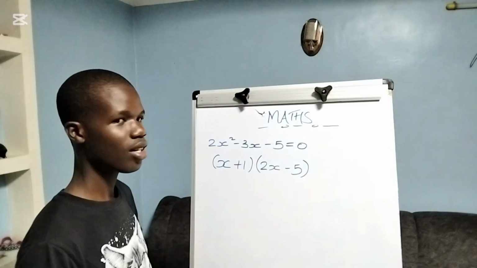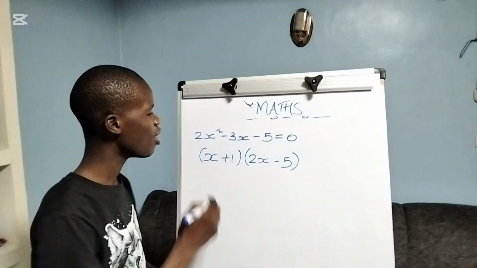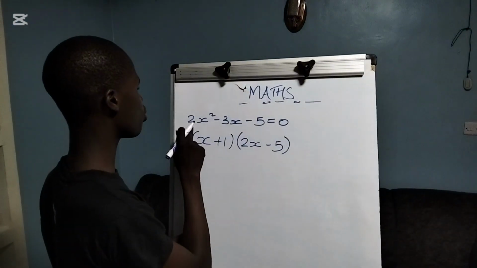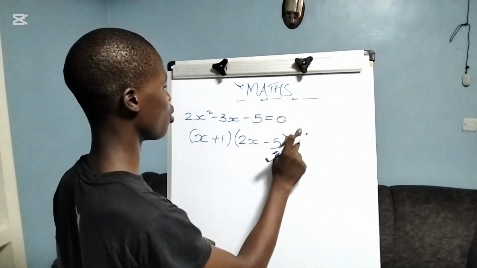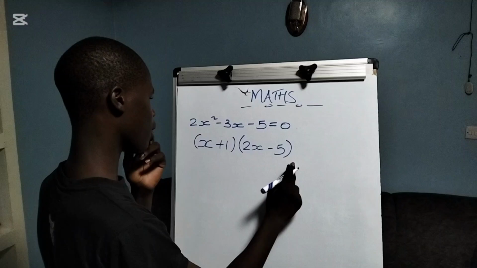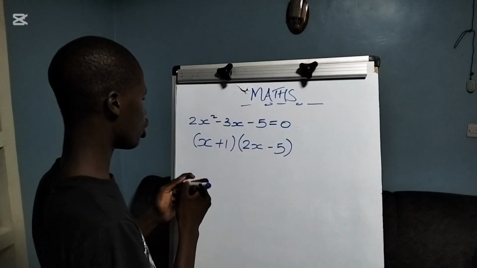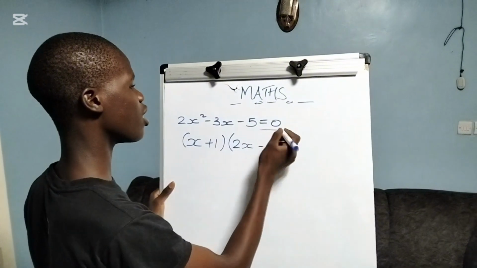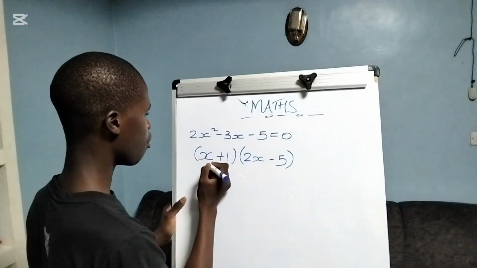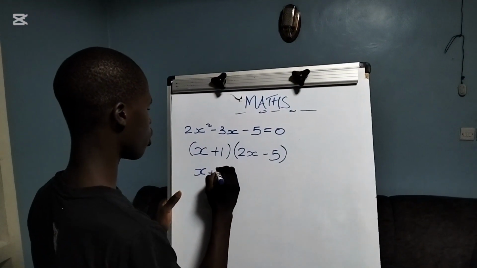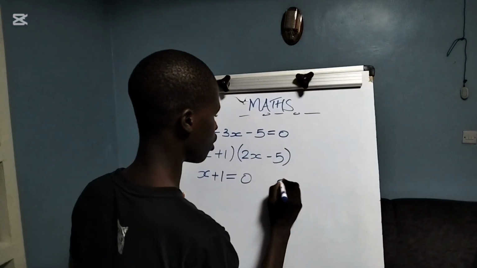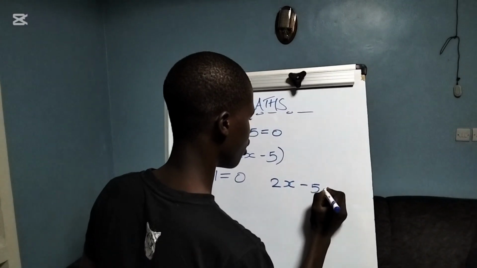As we proceed to the second part of the question, solve the quadratic equation 2x squared minus 3x minus 5 is equals to 0. As you can see, this equation is the same as the factorized expression, the only difference being that this one has an equal sign and that one did not. So we start with the first bracket, x plus 1 is equals to 0. The same for the second part, 2x minus 5 is equals to 0.